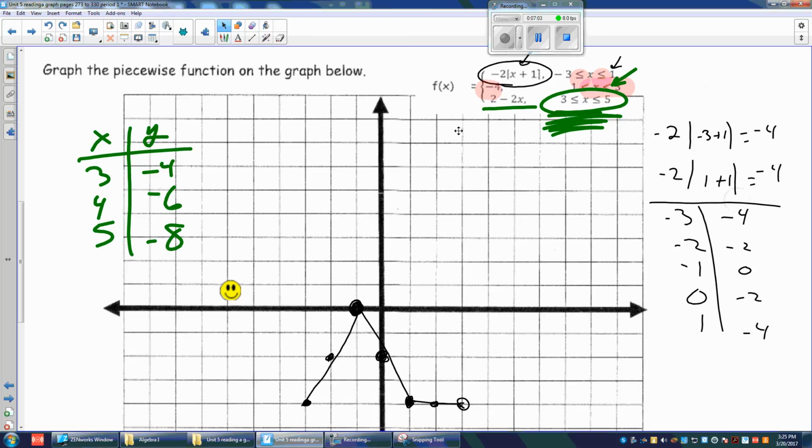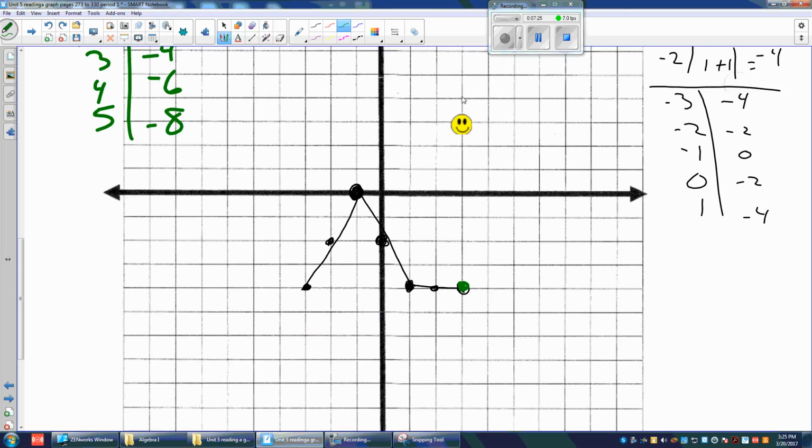So when I go to 3, it tells me to go to -4. This one happens to be right on top of the old spot. And it says to fill it in because it's underlined. And then plot the other 2 points, 4, -6, and 5, -8. There they are. And connect them. That is a piecewise function. Looks like someone dropped a mirror on the floor or something. That's why it's called piecewise.